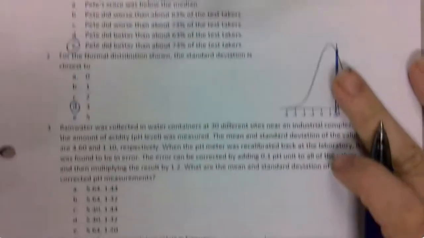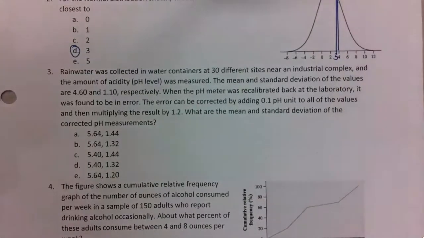Okay. Number 3 says rainwater was collected in water containers at 30 different sites near an industrial complex, and the amount of acidity, the pH level, was measured. The mean and standard deviation of the values are 4.60 and 1.10 respectively. When the pH meter was recalibrated back at the laboratory, it was found to be in error. This error can be corrected by adding 0.1 pH unit to all of the values and then multiplying the result by 1.2. What are the mean and standard deviation of the corrected pH values?